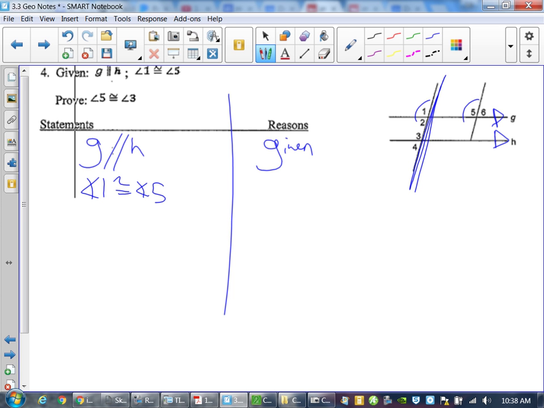What can I say about the relationship between 1 and 3? They correspond. They're corresponding. So what are they then? They're congruent. So now I can just say that 1 and 3 are congruent.